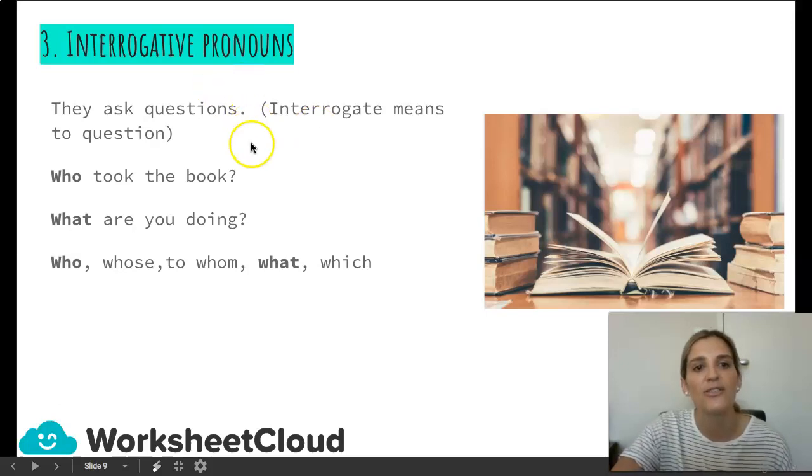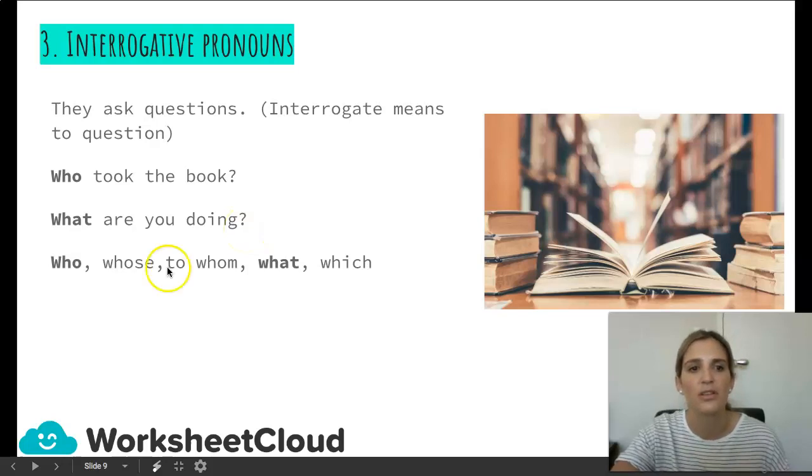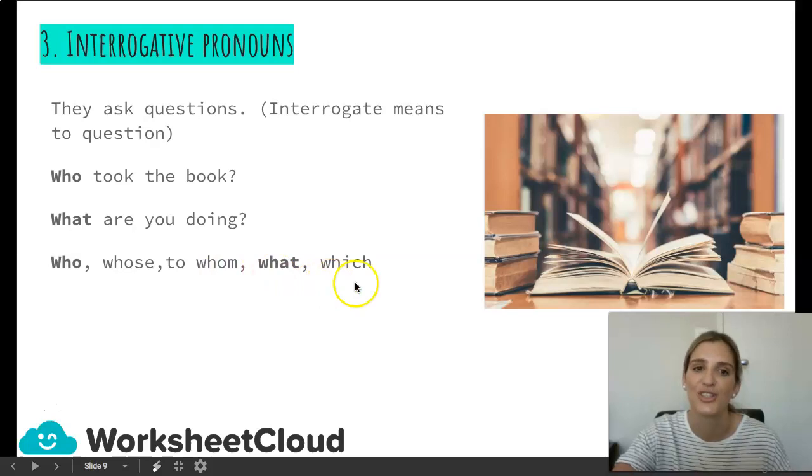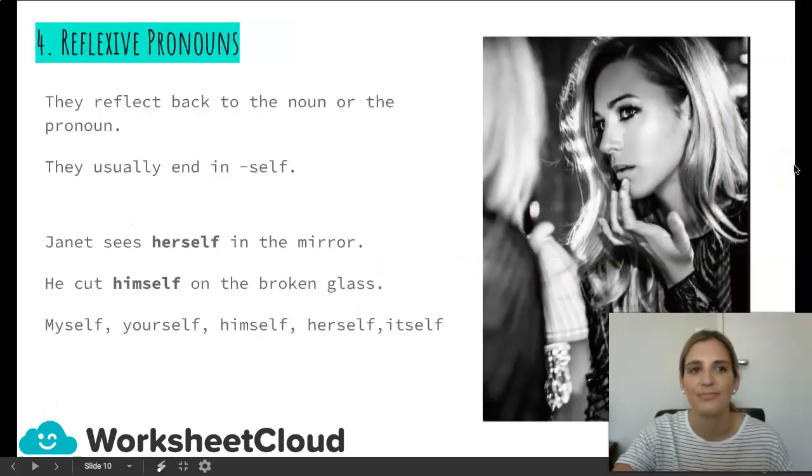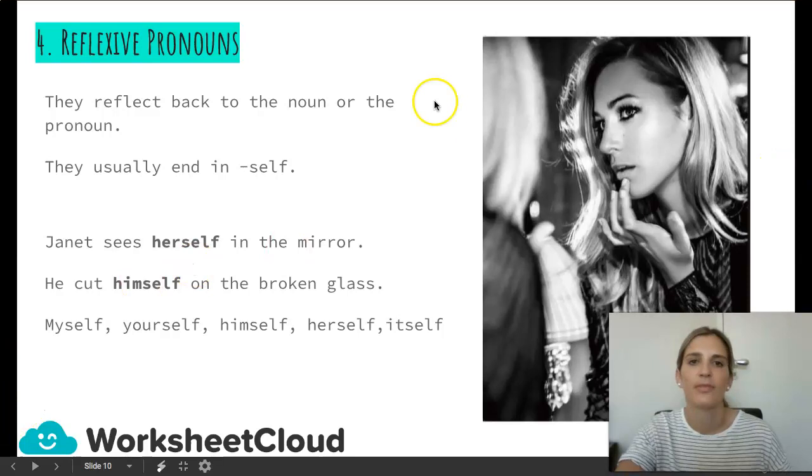Okay, so we're looking for questions. The pronoun here, who, is an interrogative pronoun because it's asking the question. So, who took the book? What are you doing? All right, so here are more examples of interrogative pronouns: who, whose, to whom, what, and which. This is an easy one to remember, grade 8s.